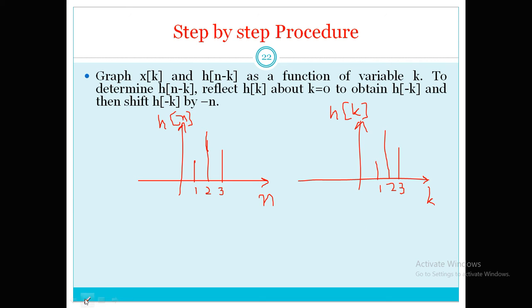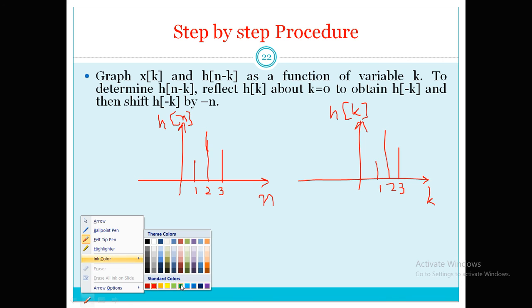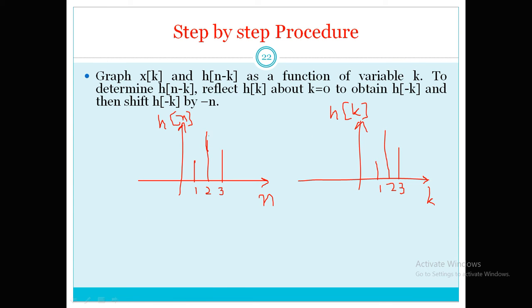But our requirement is something different, and I require here h of n minus k. I want this part. So how can I do this? So I want h of n minus k. First I want to get h of minus k. According to this I want to obtain h of minus k. How can I do this?